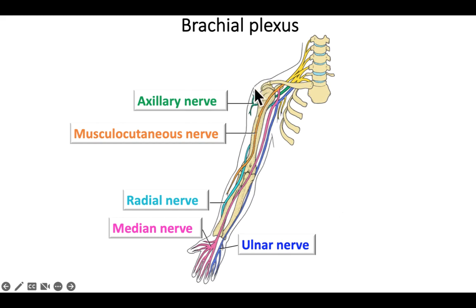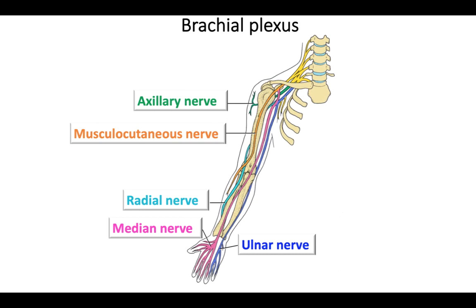So it makes sense that it controls your deltoid. You see the musculocutaneous in front of the humerus. Makes sense that it innervates your biceps and your brachialis. The radial nerve, you can see it's kind of behind the humerus. So it should make sense that it innervates your triceps. Median nerve goes right down the middle and then innervates your thumb side. And then the ulnar nerve goes along the ulna and innervates your pinky side. So I like this picture as far as the anatomy of these nerves of the brachial plexus.